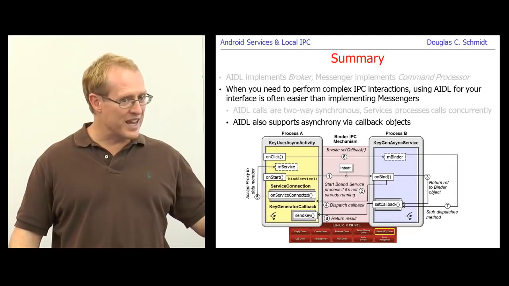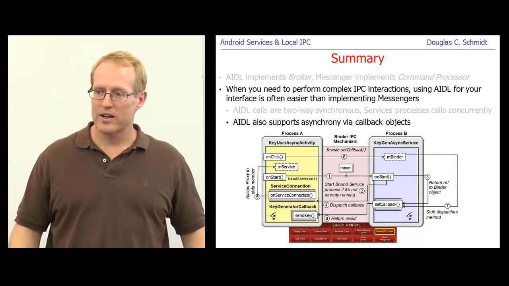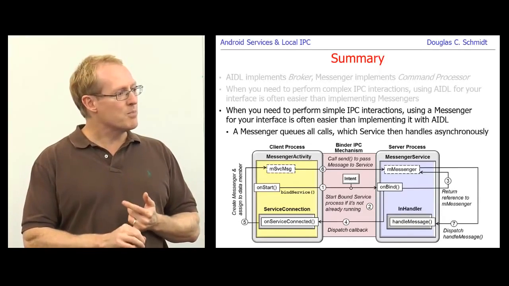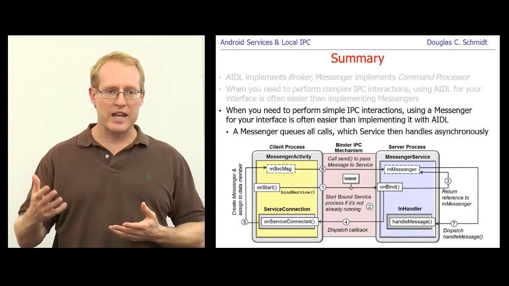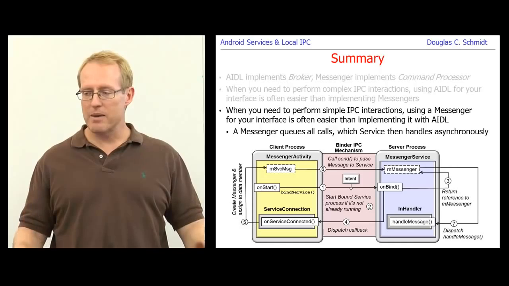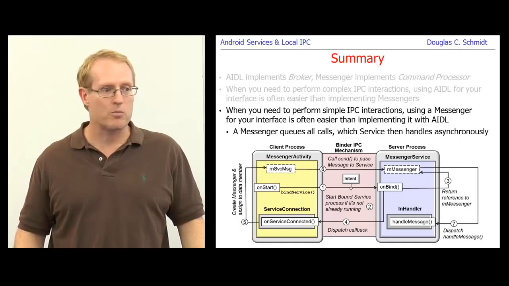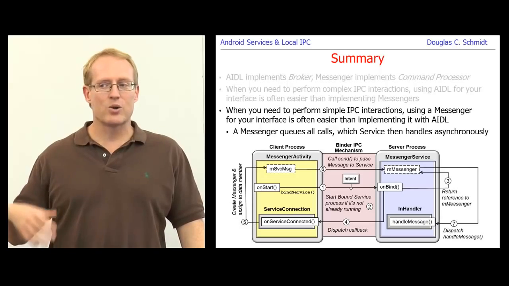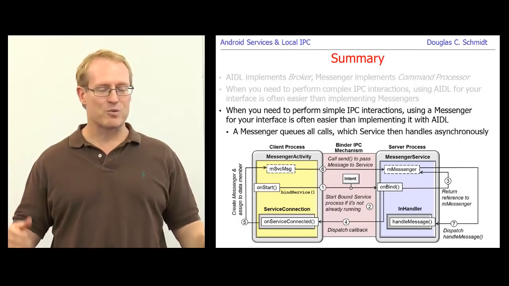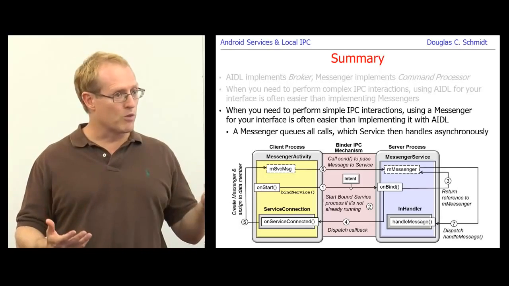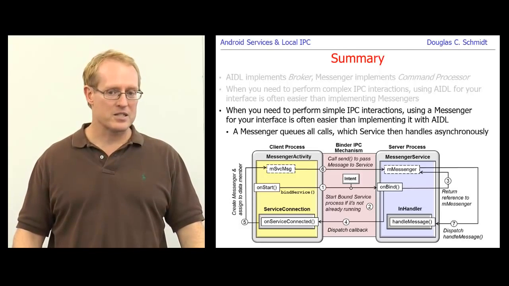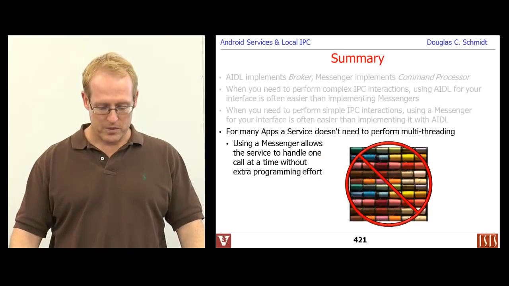If you need to use asynchrony, then you would go ahead and support the callback model that we just talked about. If you want to do simple things, if you're just passing over a string or something else, then using the command pattern, using messengers may work perfectly well for you. It's not as scalable, but it's pretty simple. You don't have to understand AIDL. You don't have to write a separate file. Moreover, everything is serialized and non-threaded and stuff like that. So that may simplify some things too.